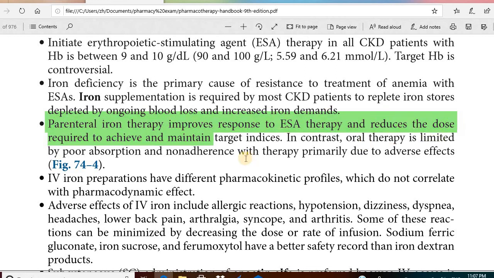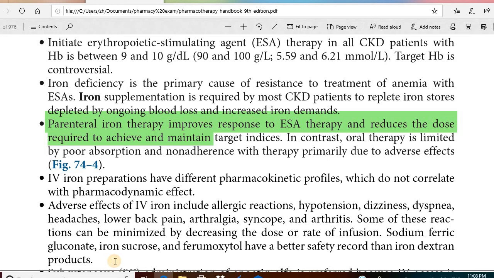In contrast, oral therapy is limited by poor absorption or discontinuation of therapy, primarily due to the adverse effects. So you can give the parenteral therapy. IV iron preparations have different pharmacokinetic profiles which do not correlate with the pharmacodynamic effect. Adverse effects of IV iron include allergic reactions, hypertension, dizziness, dyspnea, headaches, lower back pain, neuralgia, syncope, and arthritis. Some of these reactions can be minimized by decreasing the dose or rate of infusion. Sodium ferric gluconate, iron sucrose, and ferumoxytol have a better safety record than iron dextran products.